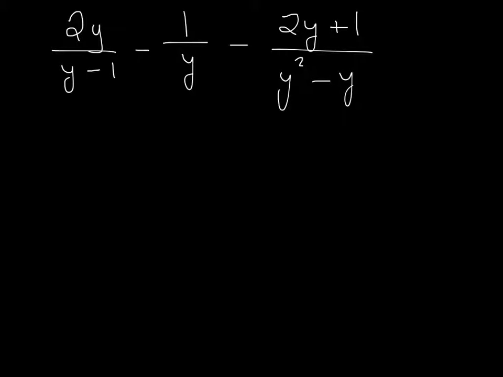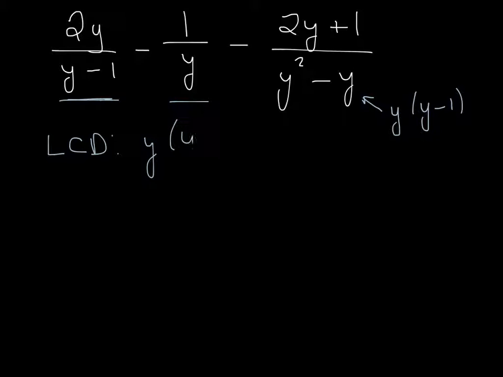Alright, let's see what we can do with this. I do see that looking at the denominators, this last one, if I factored out a y, I get y times y minus 1. So I can see my least common denominator is going to be y times y minus 1.